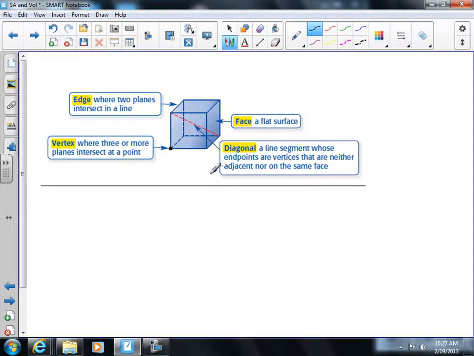And the diagonal is a line segment whose endpoints are vertices that are neither adjacent nor on the same face. In other words, this vertex and this vertex, they are not on adjacent planes, and they're not actually on the same face as given on the outside faces.